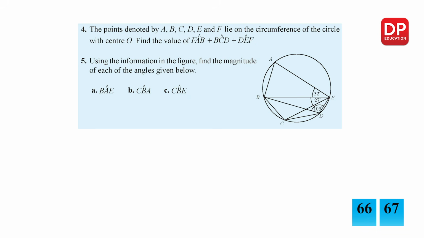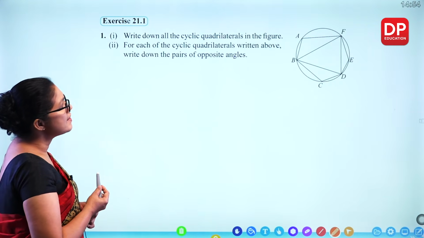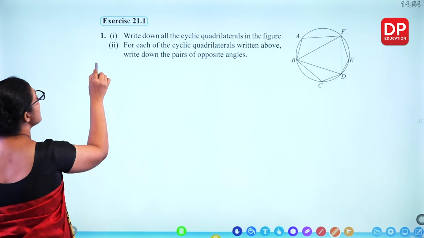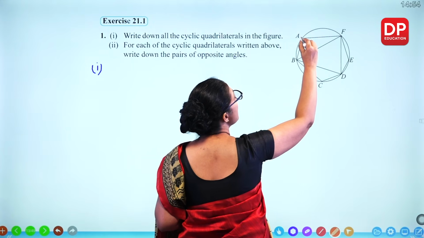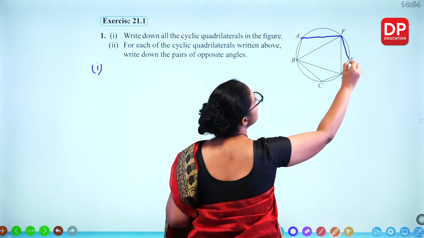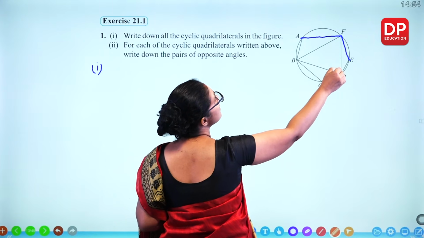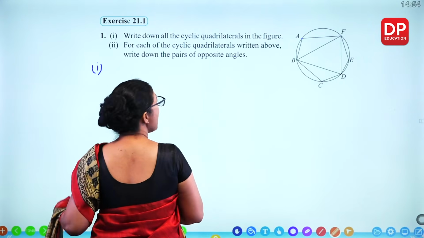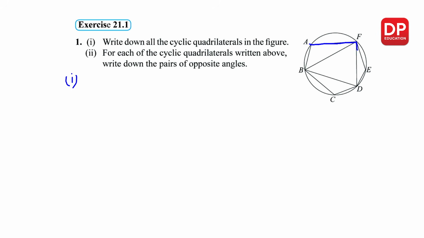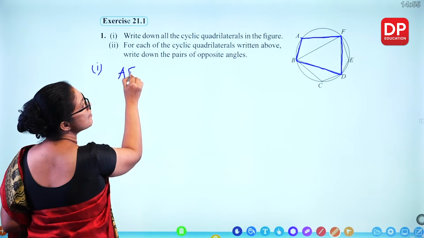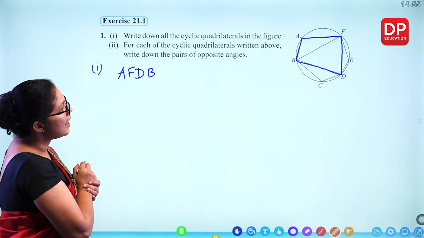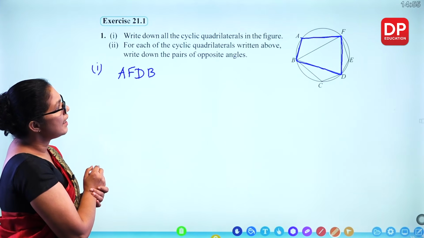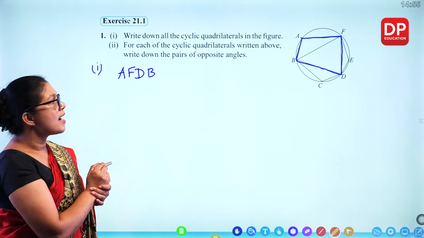Exercise 21.1. Write down all the cyclic quadrilaterals in the figure. We'll start to write down. So you have to first start with a point A. If we start with A, F, E, you can't connect with D. So we can take A, F, D, B. Can we draw another one? A, F, C you can't take. That's all starting from A.